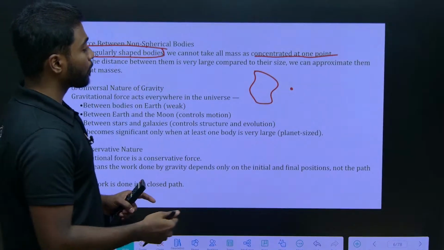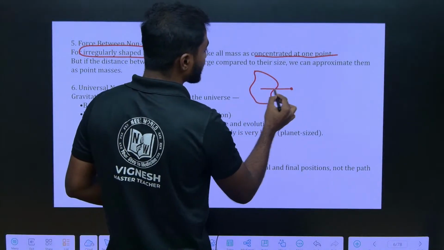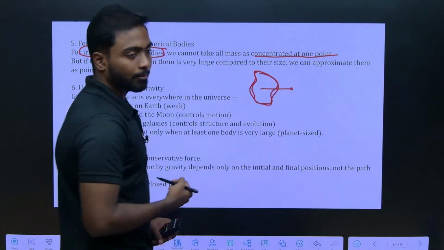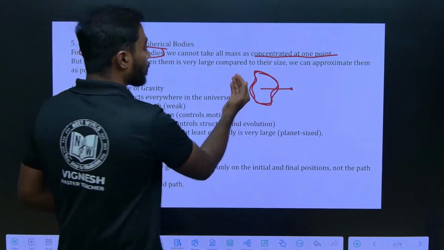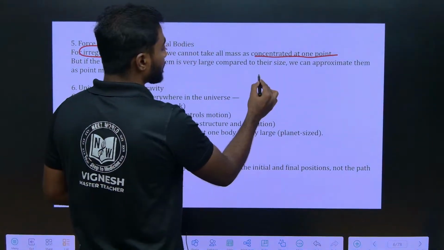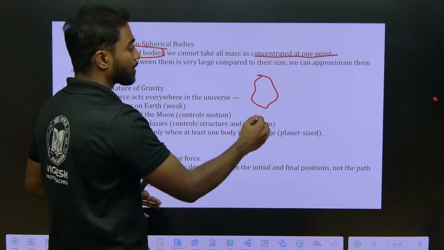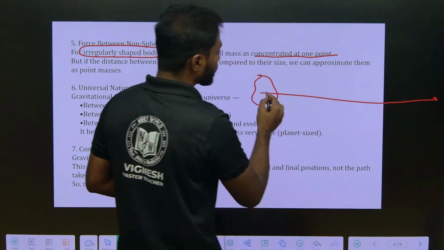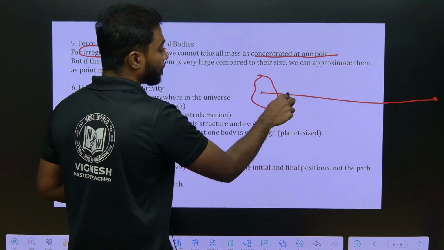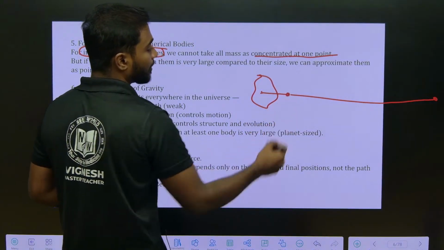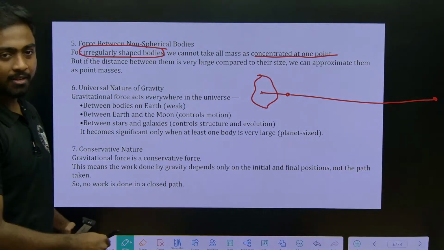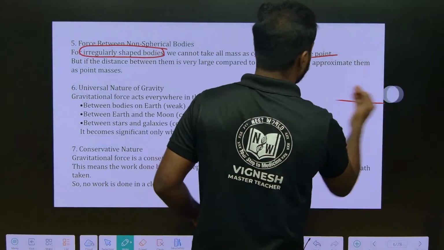Okay. If I consider this as an irregular body and there is some point here, to find the gravitational force, I need to find the center point. Suppose this is an irregular shape and the body is present somewhere very far away. Then I can consider this body as a point mass. That is the point of the fifth one.